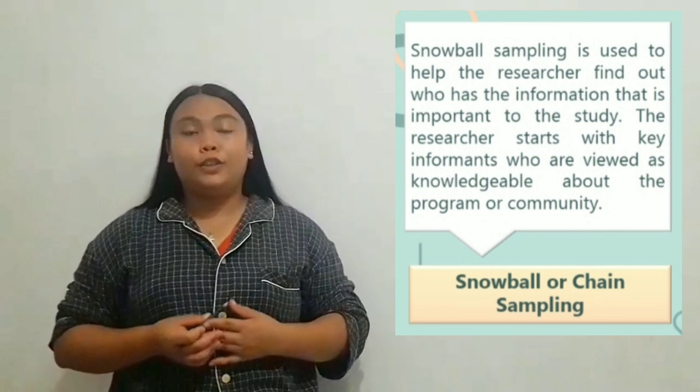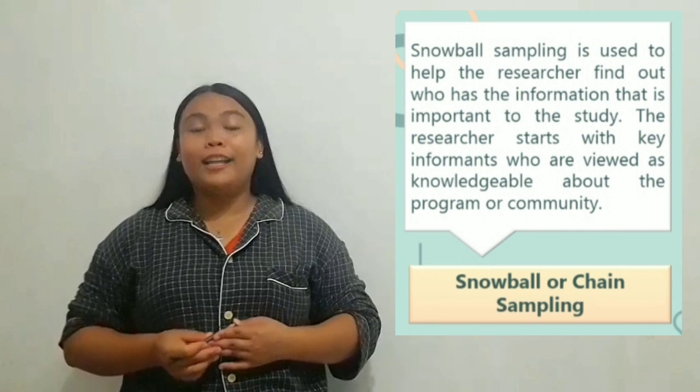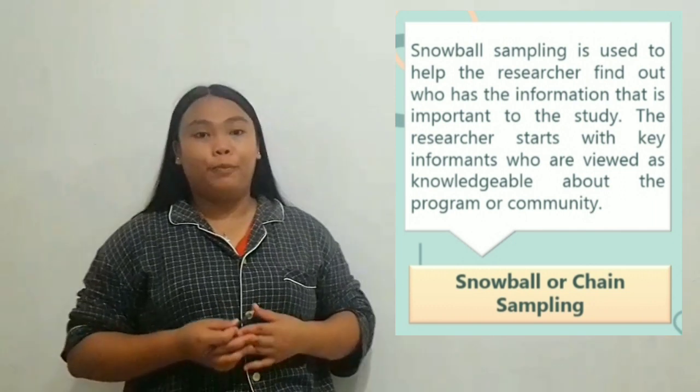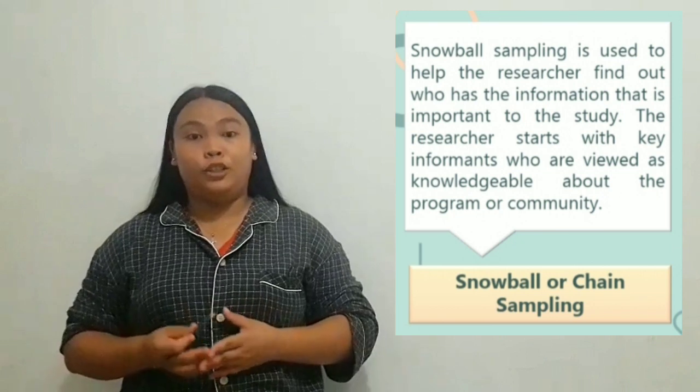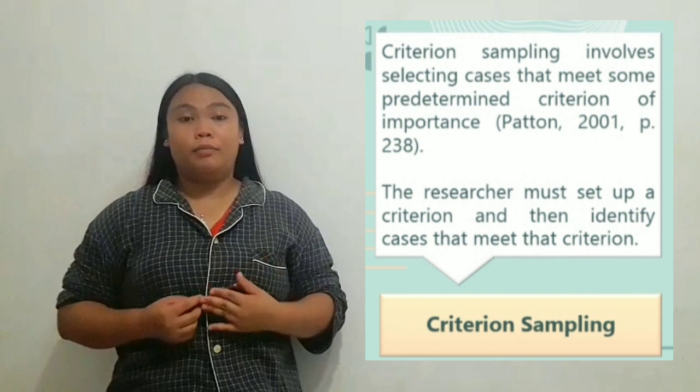Another type of sampling is snowball sampling. It is used to help the researcher find out who has the information that is important to the study. The researcher starts with key informants who are viewed as knowledgeable about the program or community. For example, a researcher who is seeking to study leadership patterns could ask individuals to name others in their community who are more influential.